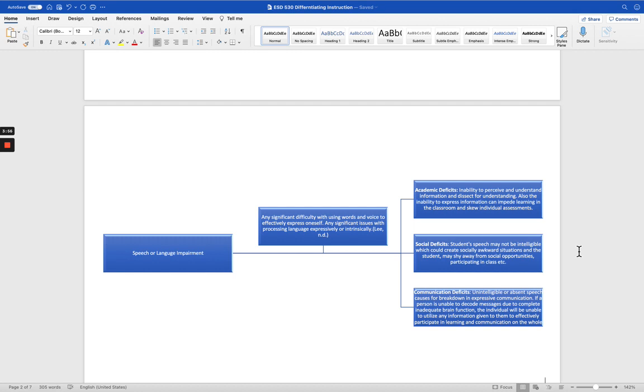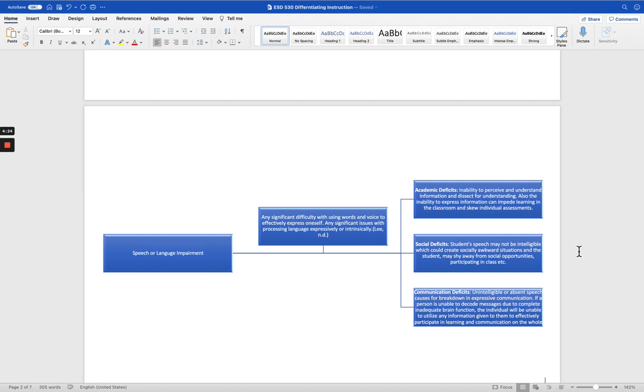This will manifest academically as an inability to perceive and understand information and dissect it for understanding. Also, the inability to express information can impede learning in the classroom. Socially, student speech may not be intelligible, which could cause social awkwardness, and the student may shy away from social opportunities and participating in class.